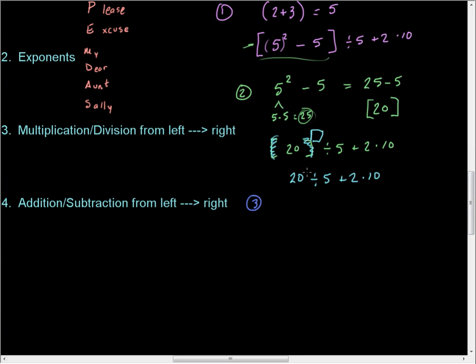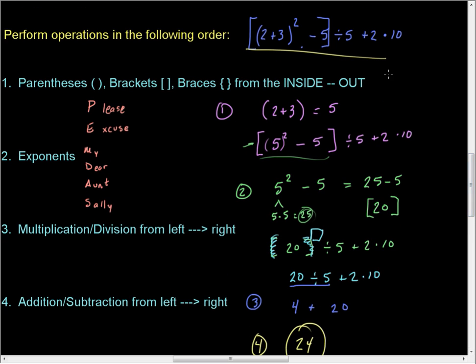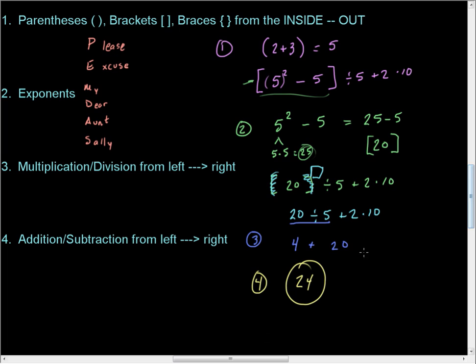Second is exponents. We don't have any exponents. Third, multiplication and division from left to right. So we have this: 20 divided by 5 is 4, plus 2 times 10 is 20. And now for step 4, the final step, we've done the exponents, we've done the multiplication, and now it's time to do addition and subtraction. All we have is addition. So 4 plus 20 is just 24, and you're done. And so we went from all of this, boil down, boil down, boil down, boil down, to 24. I'll do another couple examples on this.